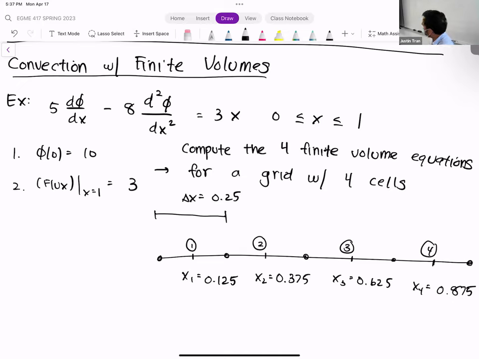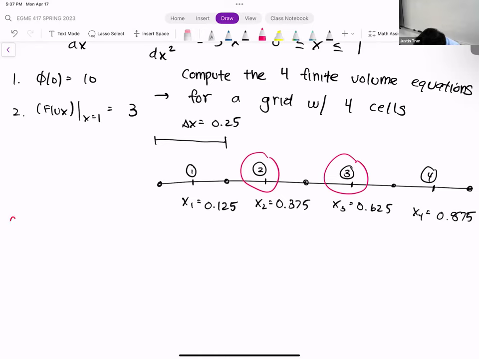Okay. And so we have 4 equations that we need to do. An equation for cell 1, an equation for cell 2, an equation for cell 3, and for cell 4. All right. Any questions on just the setup of the problem here? Okay, all right. Let's start with the 2 interior cells. Those are going to be the easiest for us. So cells 2 and 3 are interior. Let's write those out first.